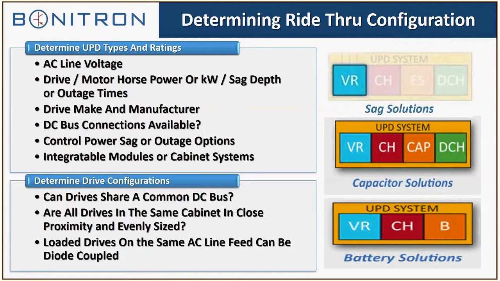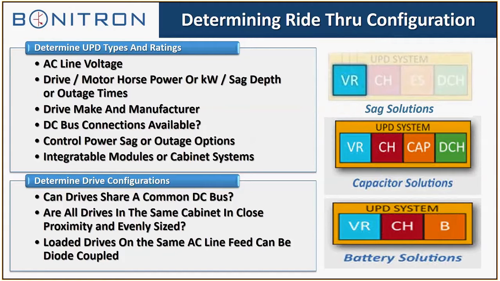Now this shows a simplified drawing of the three types of ride-through solutions that we provide, and these are the parameters that we require when we're specifying ride-through. And this basically determines what type of energy storage you're going to be looking at also. The AC line voltage is important. It varies throughout the world. We know US applications are pretty much always 460 to 480 volt.